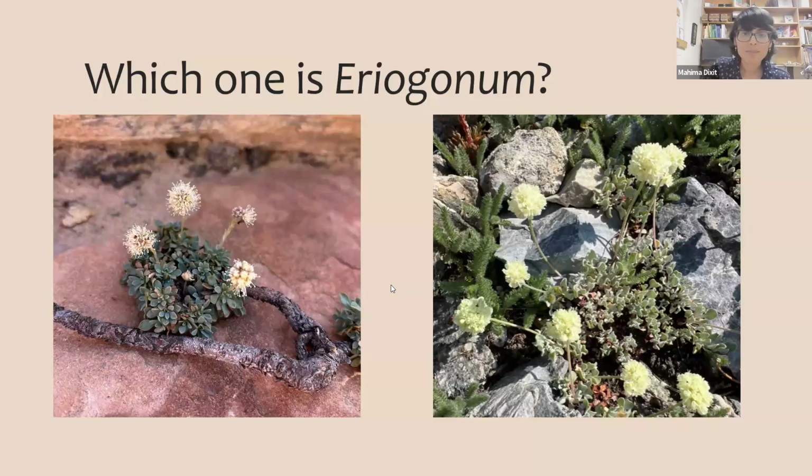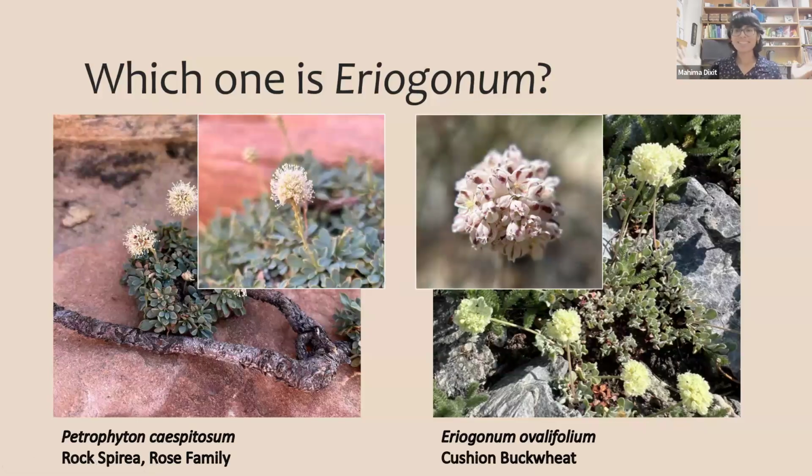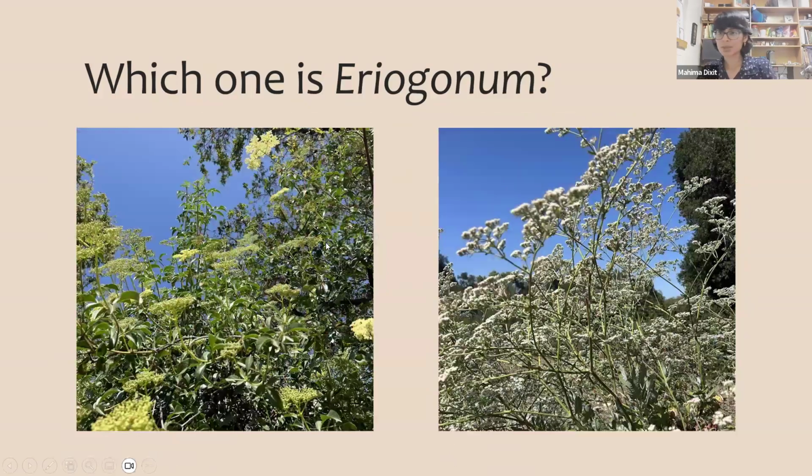Let's see. You guys were right. It was the one on the right. The one on the right is Eriogonum ovalifolium, or the cushion buckwheat, and the one on the left is actually a Petrophyton in the rose family. Okay, we're gonna do one more of these. Which one is Eriogonum?